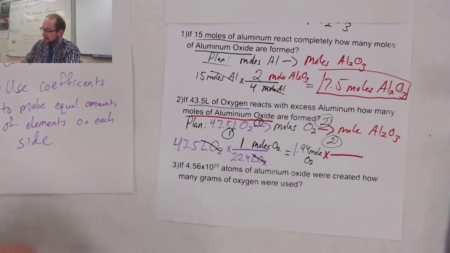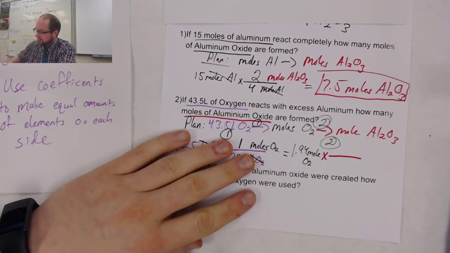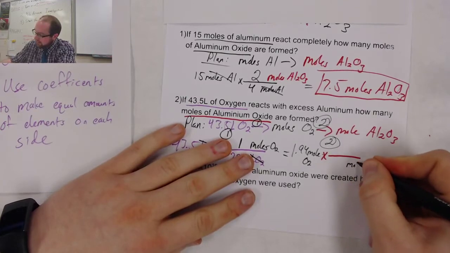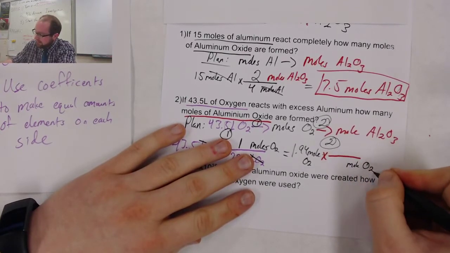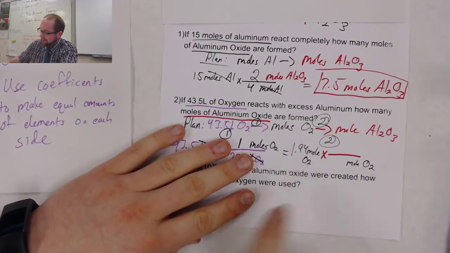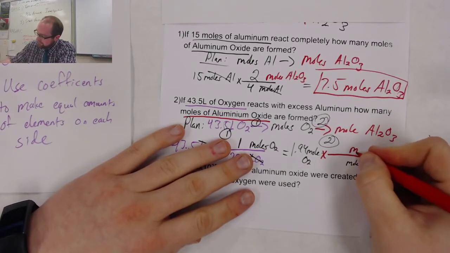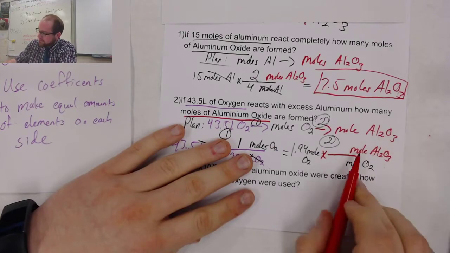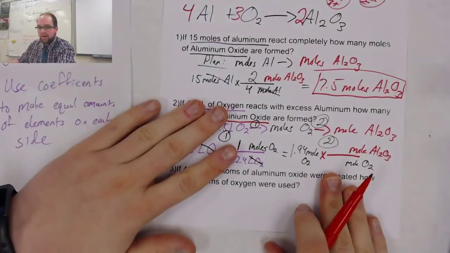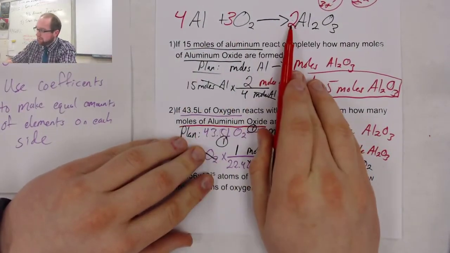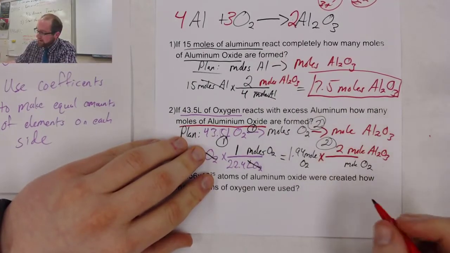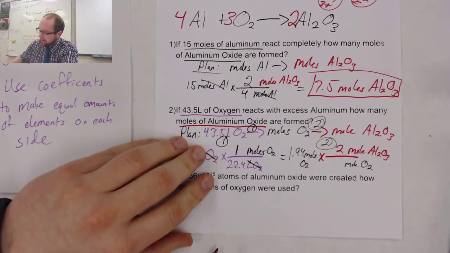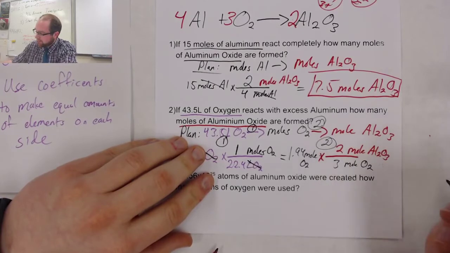moles of aluminum oxide. This is where we're going to need to take into play some of those mole ratios we made in our balanced equation. So matching my units, I'm going to look back up at that nice handy-dandy equation we have. I have 2 moles of aluminum oxide for every 3 moles of oxygen.